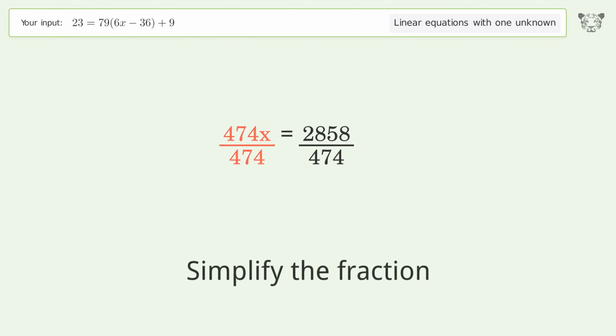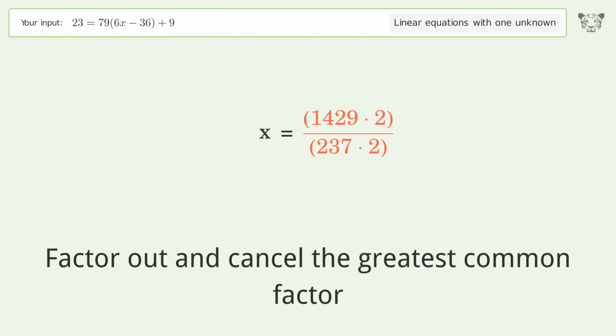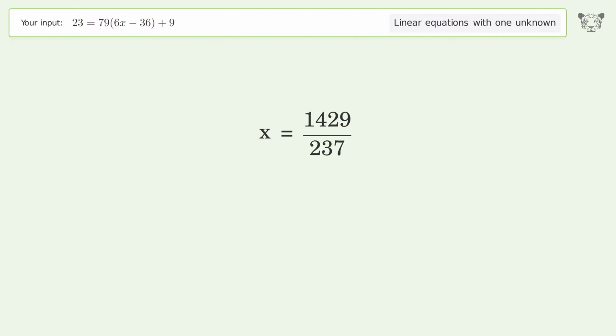Simplify the fraction. Find the greatest common factor of the numerator and denominator. Factor out and cancel the greatest common factor. And so the final result is x equals 1429 over 237.